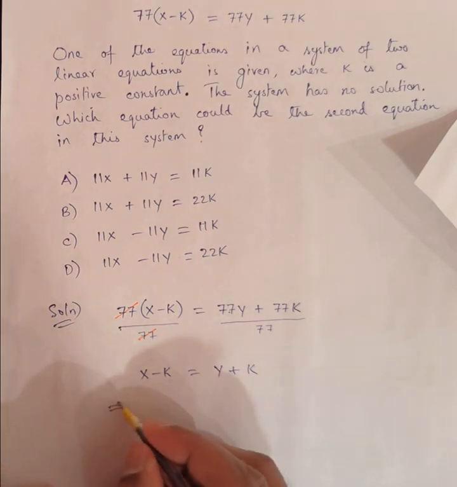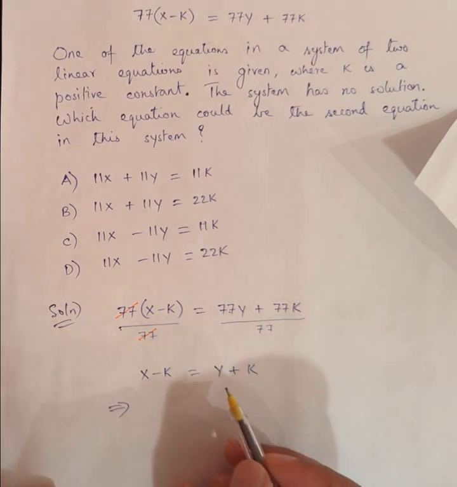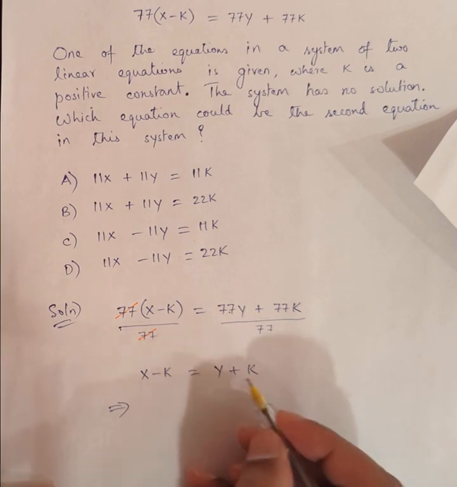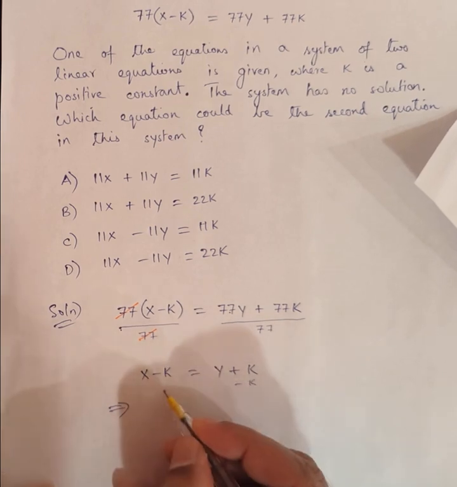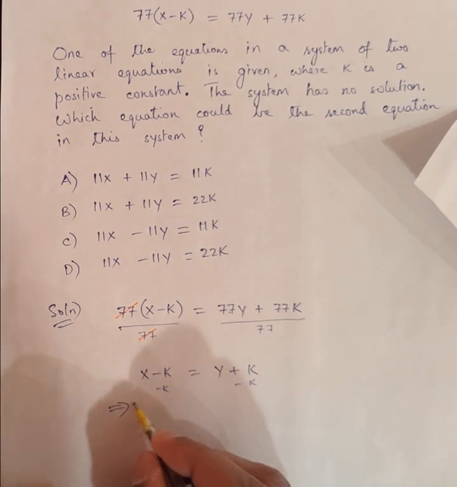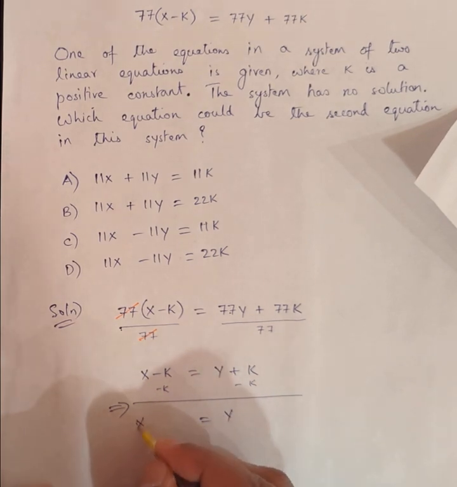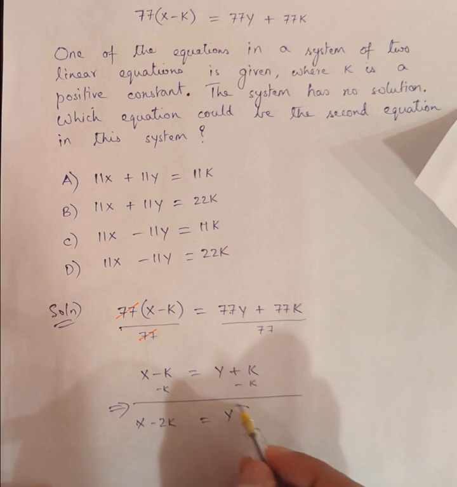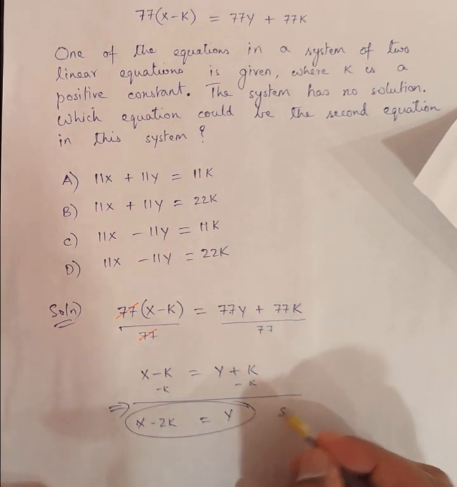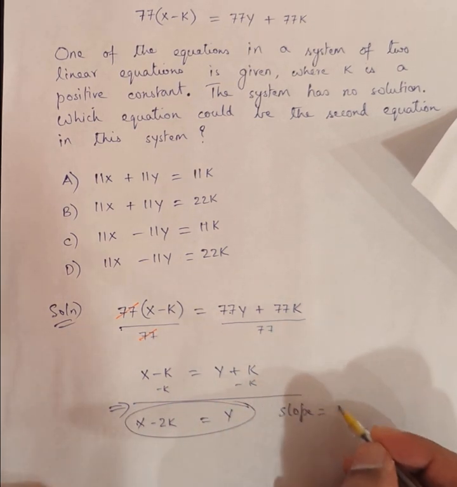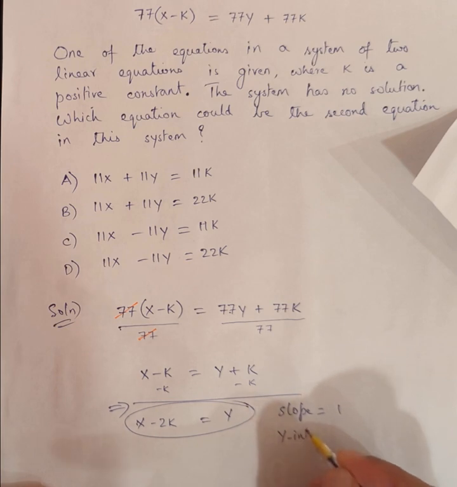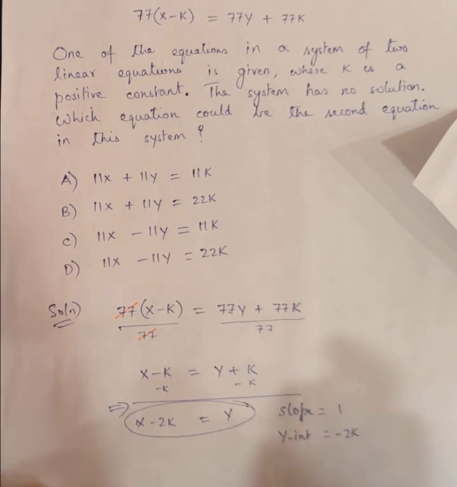Now let's rewrite this in slope-intercept form. For slope-intercept form, I have to subtract k from both sides. And then I see that y is equal to x minus 2k. So this is telling me that the slope of this line is 1 and the y-intercept is negative 2k. So what I want is for the slope to be 1 and the y-intercept to be different from negative 2k.